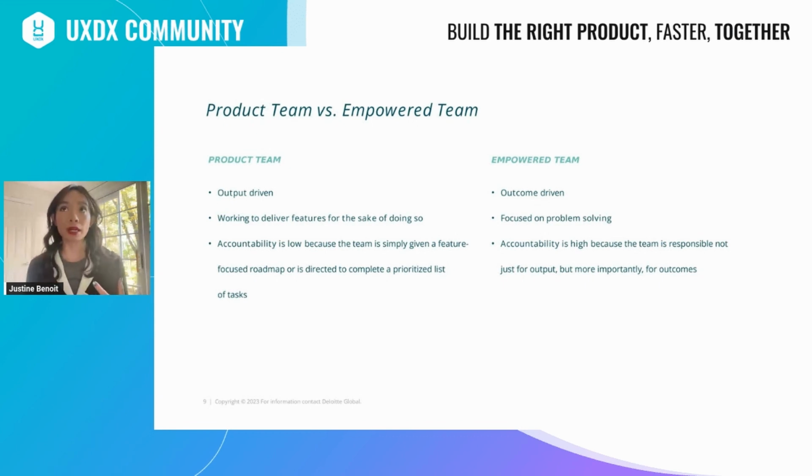So now let's talk about what separates an empowered team from just a simple agile product team. A product team is output driven and they're working to deliver features because they can. And so accountability is low because the team is operating over a checklist of features rather than outcomes.